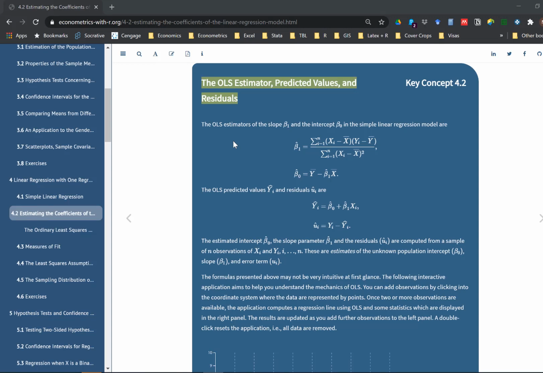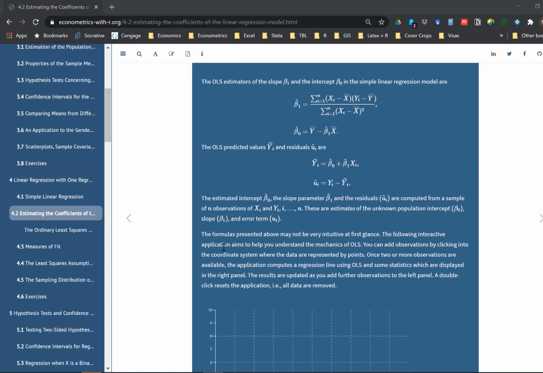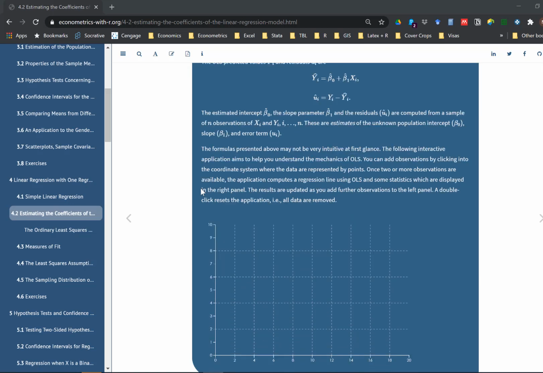Econometrics with R.org, the Hanck book, offers great examples to understand the model. For example, here it is telling you what the beta 1 hat, the coefficient on x, our only regressor, is going to represent, so you can read all these details. Even though the formulas presented above may not be intuitive at first glance, this following interactive application helps you understand the mechanisms of the OLS.